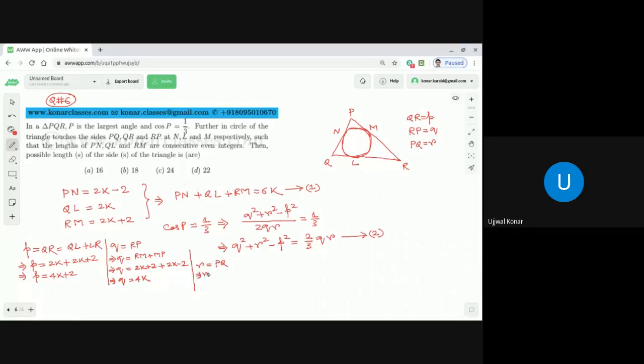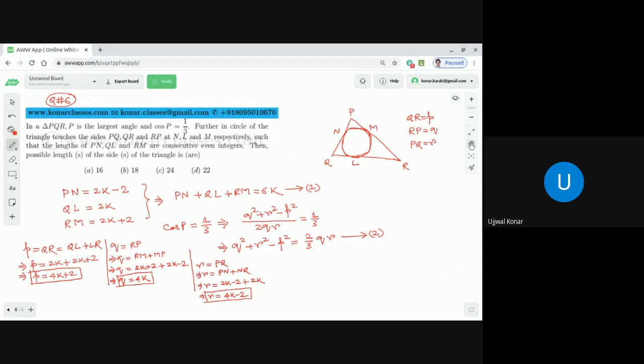That implies R is equal to PQ, which is equal to Pn plus NQ. What is the value of Pn? Pn we know is 2K minus 2, plus NQ. NQ is nothing but QL, and QL is equal to 2K. So from here we get R is equal to 4K minus 2. So dear students, we found the value of P, we found the value of Q, and we found the value of R in terms of K.